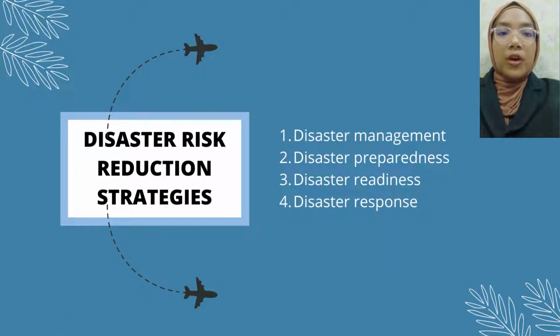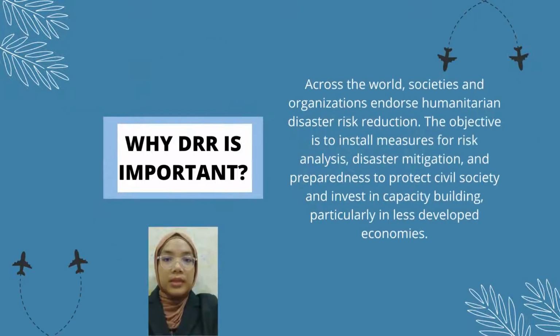Next, there are 4 disaster risk reduction strategies that have been listed, which are disaster management, disaster preparedness, disaster readiness, and disaster response. Why is DRR important? Across the world, societies and organizations endorse humanitarian disaster risk reduction. The objective is to install measures for risk analysis, disaster mitigation, and preparedness to protect civil society and invest in capacity building, particularly in less developed economies.